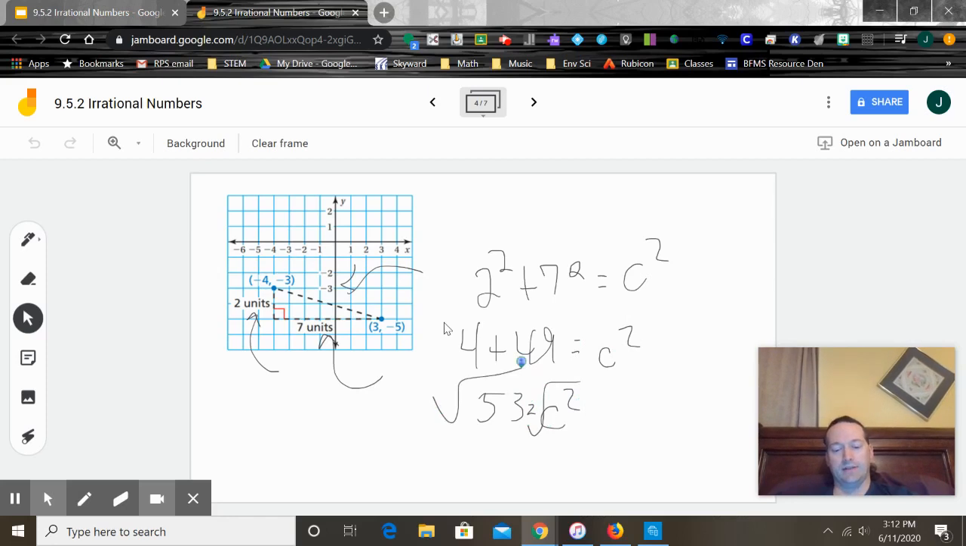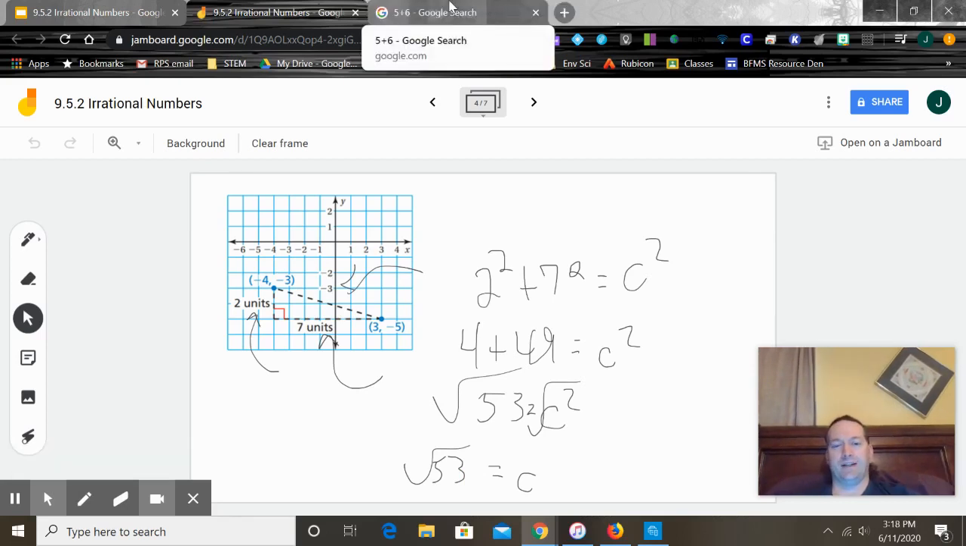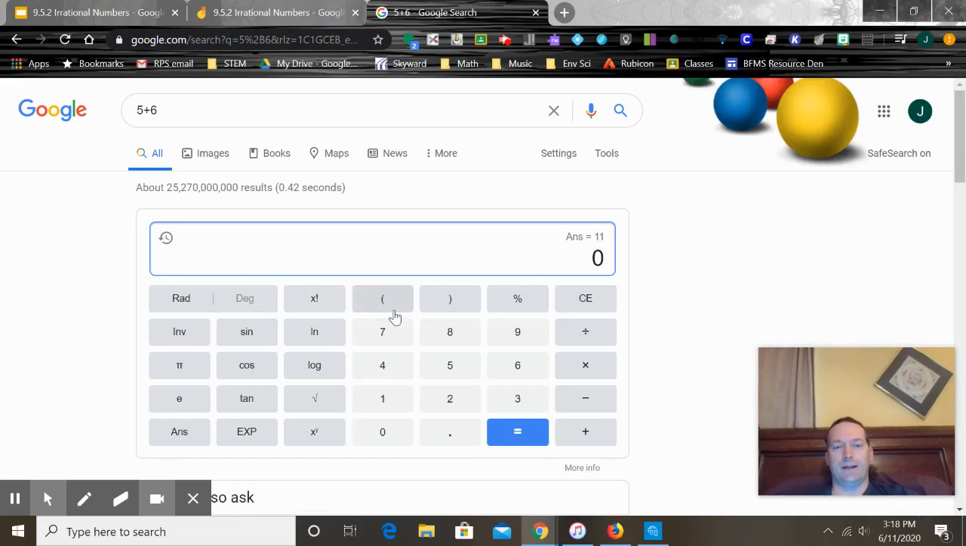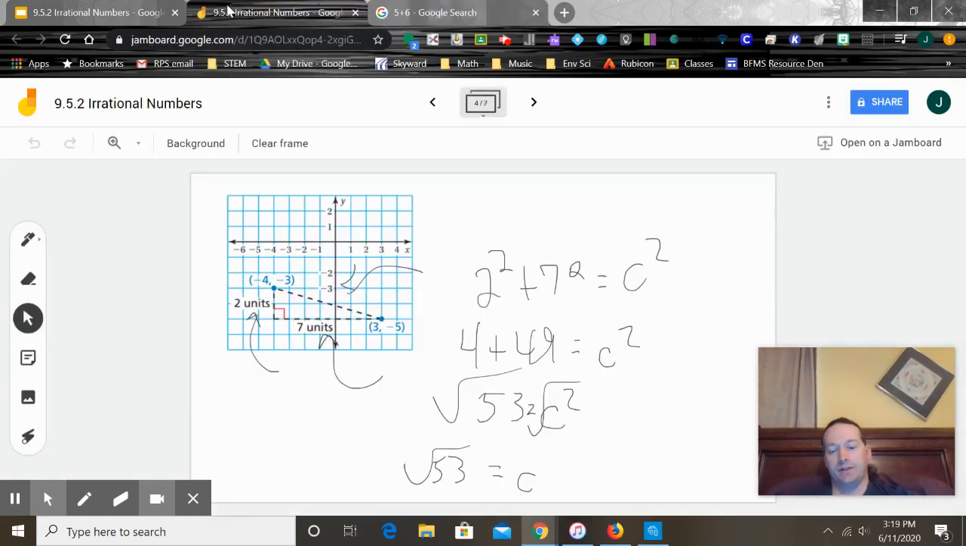Take the square root of both sides. C, the hypotenuse, is the square root of 53. That's slightly bigger than the square root of 49, which is 7. Let's make our lives easy and use a calculator to come up with the estimate. I know we went over it the other day. The square root of 53 is about 7.28. Rounding to the nearest tenth, c is about, and we use the little squiggly lines to show an approximation, 7.3.